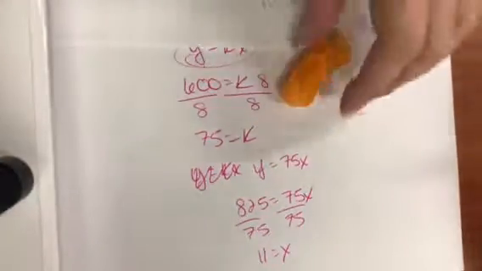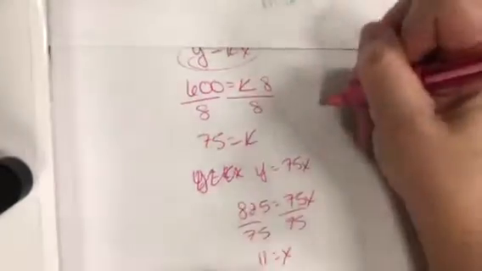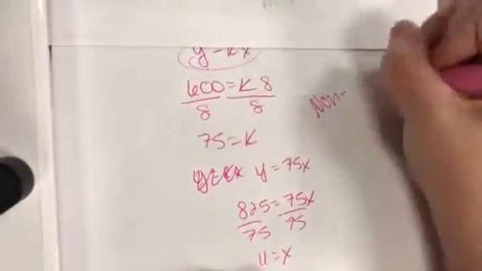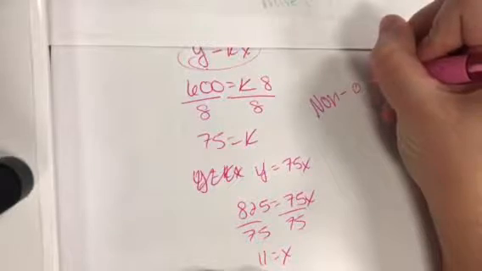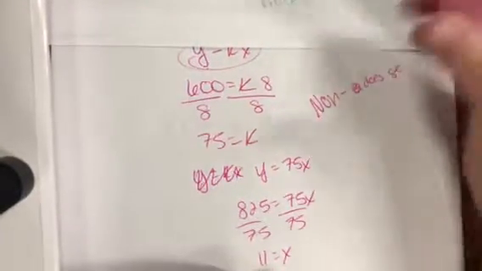What makes this non-proportional? If we were to have a non-proportional relationship, what would make it non-proportional? Plus B, a y-intercept. If it was not going through the origin. Okay, simple, right? Non-proportional does not go through the origin.